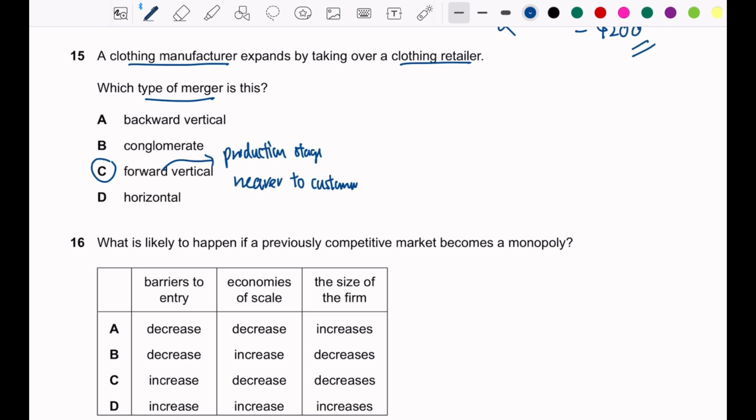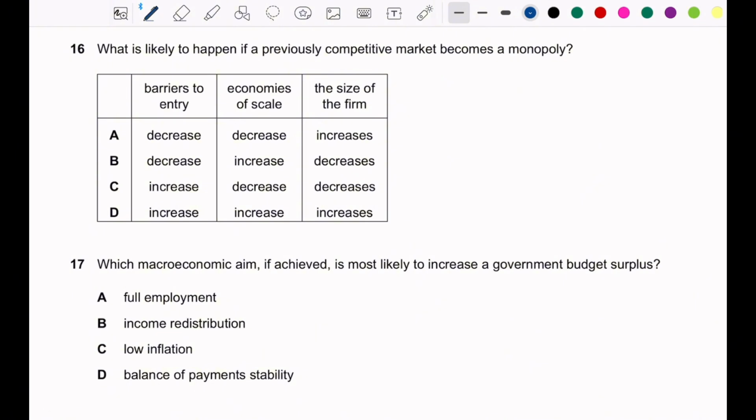So let's move on. 16. What is likely to happen if a previously competitive market becomes a monopoly? So first, barriers to entry. It definitely will increase, and economies of scale increase, and the size of the firm will also increase. Why is that so? First one, barriers to entry increase. Barriers to entry means how easily new firms can enter the market. However, in a monopoly, new small firms find it harder to enter the market as the monopoly already controls the market entirely.